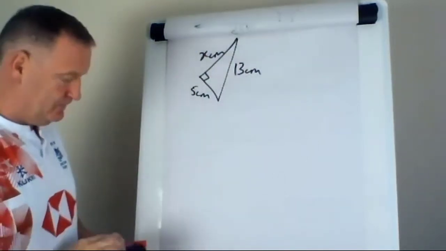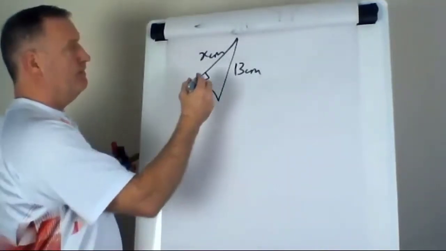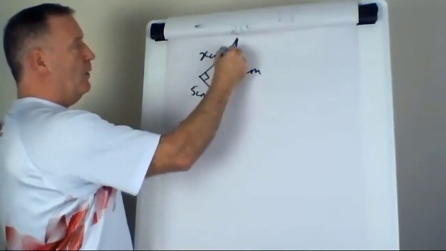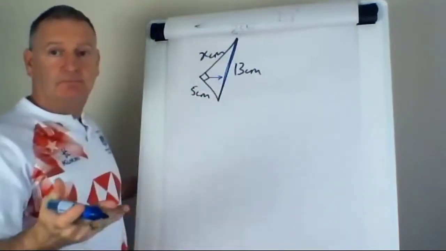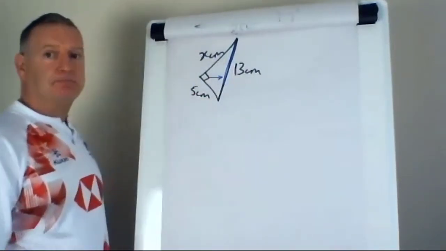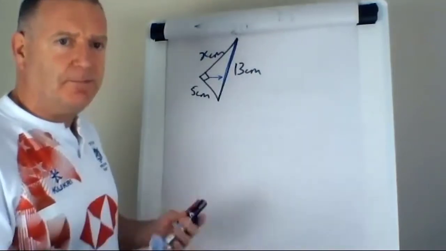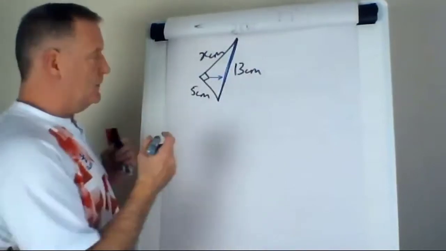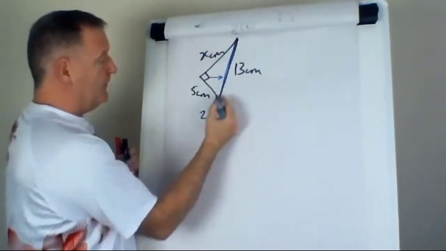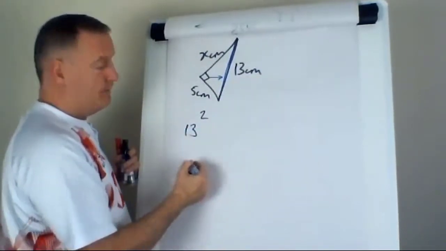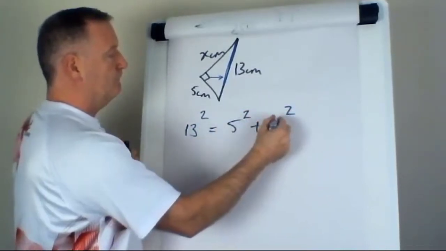Where's the hypotenuse? 13. Why? Because it's the longest side. Good. Where do you find the longest side? Opposite the right angle, yes. What's Pythagoras? The square of the hypotenuse is equal to the sum of the squares on the shorter sides.